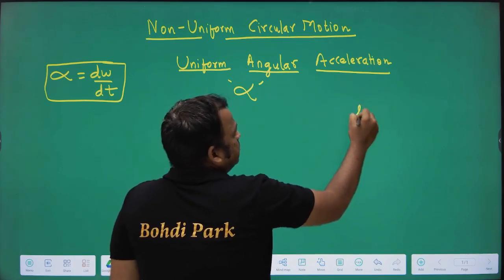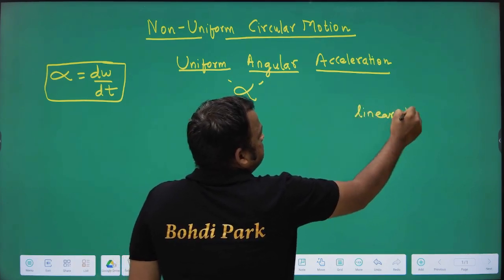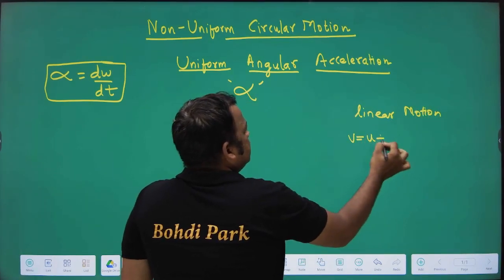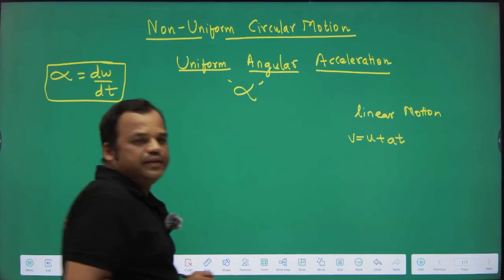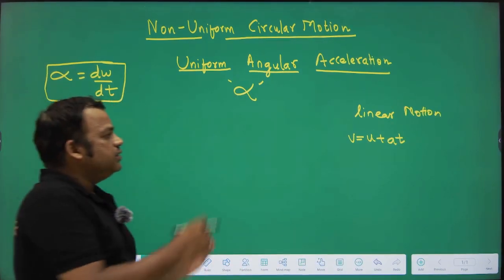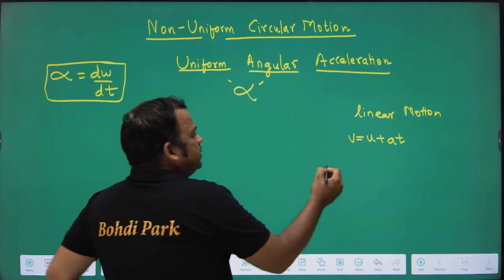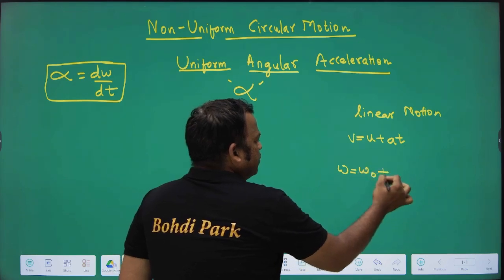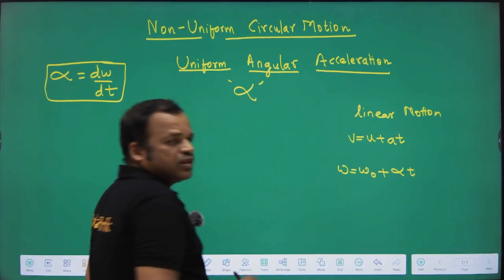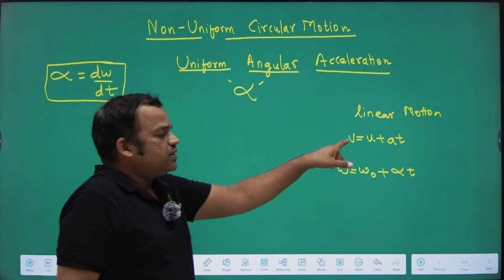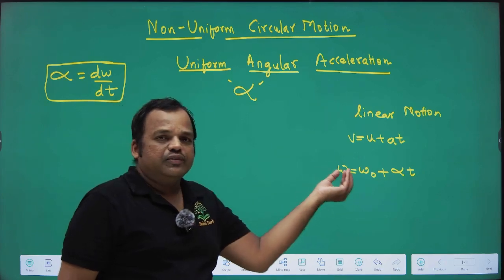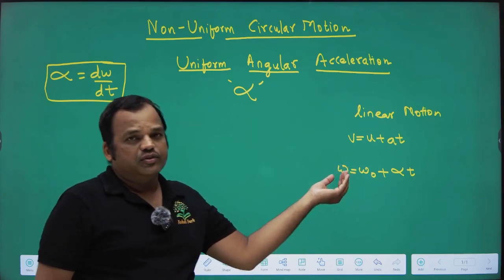So for linear motion, we have equations v is equal to u plus at. Similar equation for rotational motion, we have omega is equal to omega naught plus alpha t. So the linear velocity, which is final velocity v, can be considered as angular velocity, which is final angular velocity.